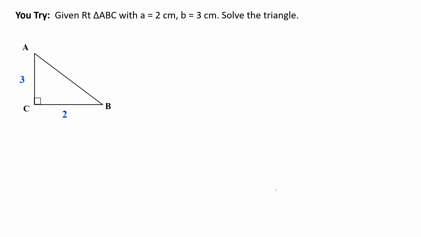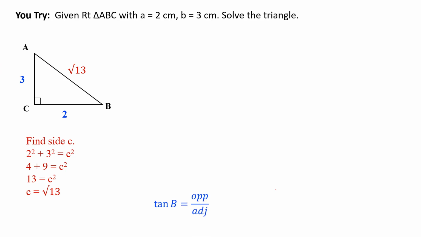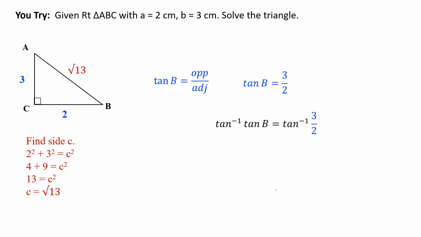So there are your sides, 2 and 3. Start off by solving for side C. And then you pick an angle, either A or B, it doesn't matter. Tangent of B is 3/2. We're going to do a tangent inverse on both sides, which is going to cancel those. And we get B equals 62.6. Therefore, A is 27.7. And we are done.